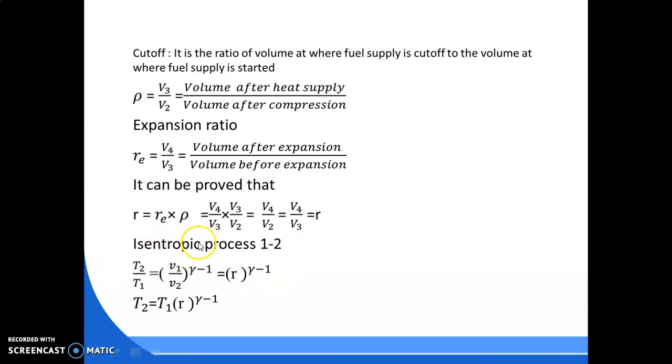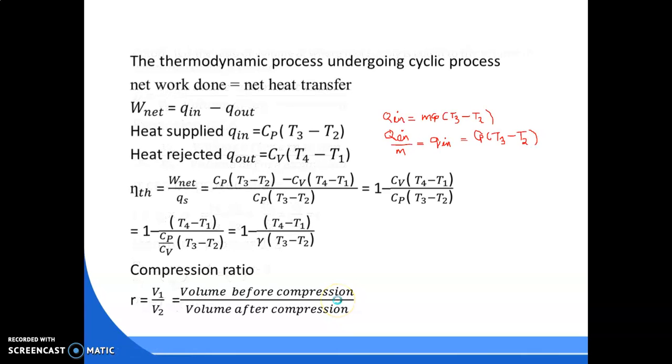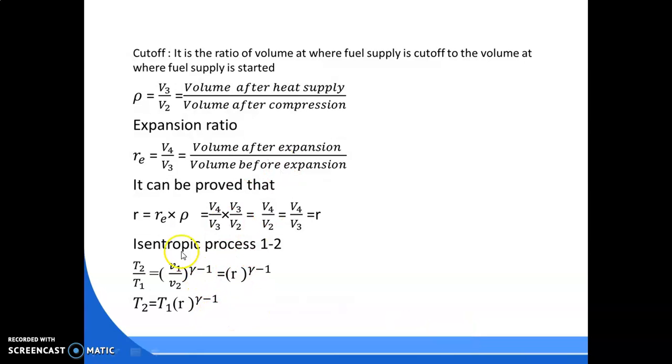Then we will replace the temperatures. Which temperatures do we have to replace? T4, T2, T3. For T2, we have to consider the isentropic process 1 to 2. For isentropic process 1 to 2, we know the temperature and volume relation: T2 by T1 is equal to V1 by V2 to the power gamma minus 1. What is V1 by V2? That is the compression ratio R to the power gamma minus 1. So T2 by T1 is equal to R to the power gamma minus 1. Then what is T2? T2 is equal to T1 into R to the power gamma minus 1.